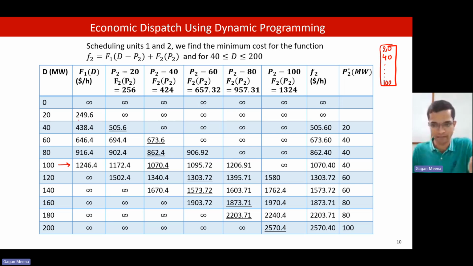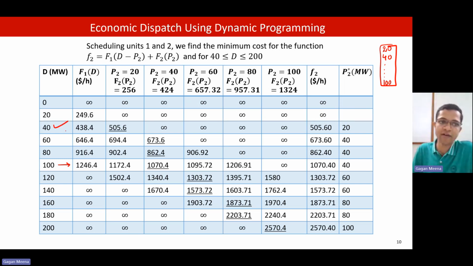If P1 is supplying 20, P2 has to be 0. It cannot be 0. It has to be minimum 20. It cannot supply. Only P1 will be on, and P2 cannot be on in that case. That's why the cost is infinite. This combination is not possible. For 20, only P1 will supply. Here it should have been 249.6, but because P2 is not possible here, I have not considered this one.